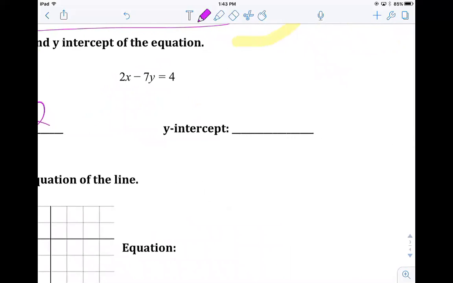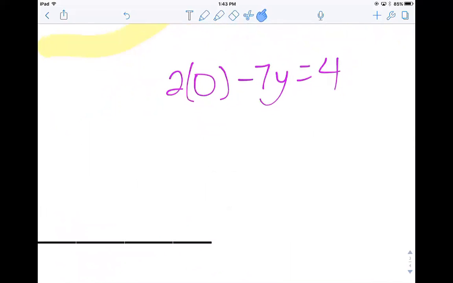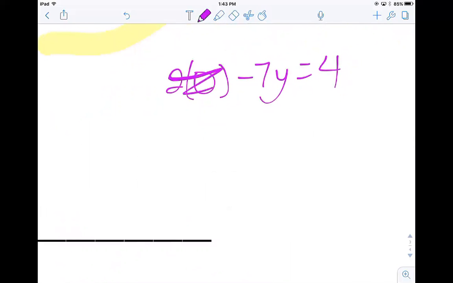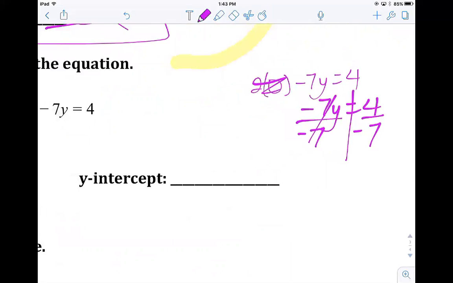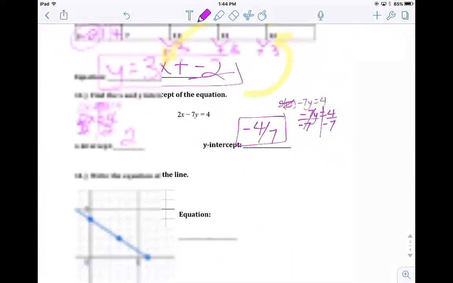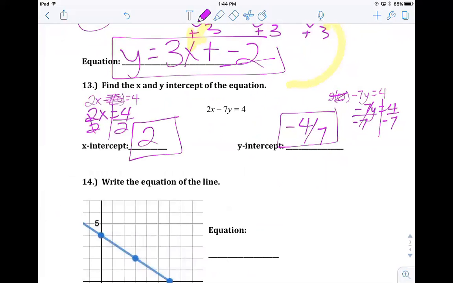To find the y-intercept, we are going to replace our x with a 0, and we want to solve for y. So anything times 0 is 0. So we know right now that this is nothing. Ooh. So we have negative 7y equals 4. So be careful. We want to divide both sides by negative 7 because our y and our negative 7 are being multiplied. And I'm just going to leave it just like that. If you wanted to, you can convert it to a decimal, but you can leave it as a fraction. So that would be our y-intercept.